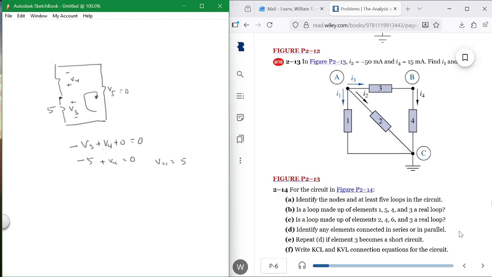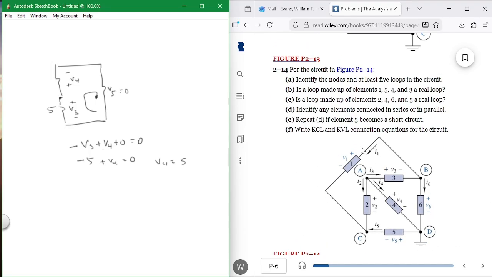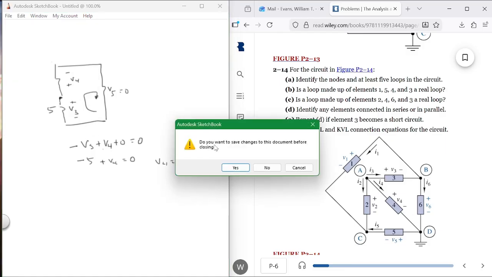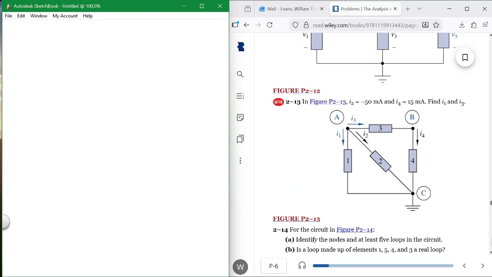Number 13. All right. Number 13 is look at this picture right here, and determine the nodes and at least 5 loops in the circuit. All right, so in this situation, 2-13.